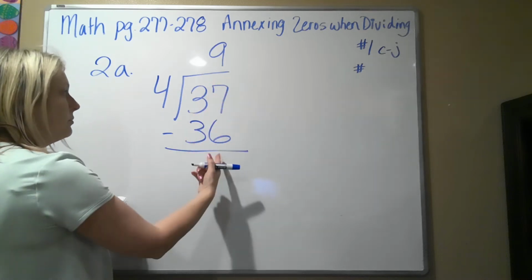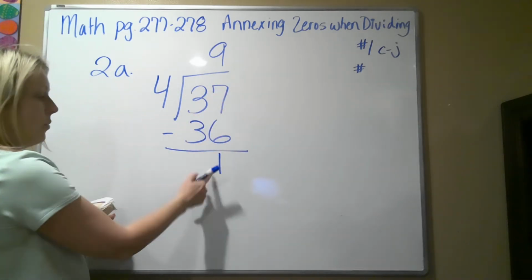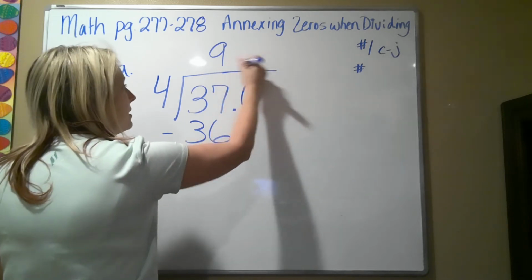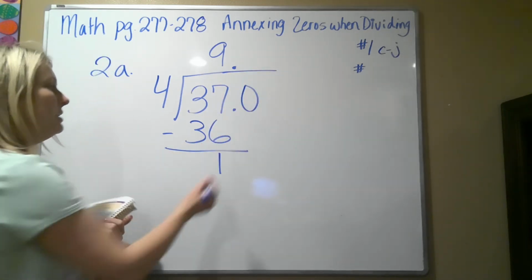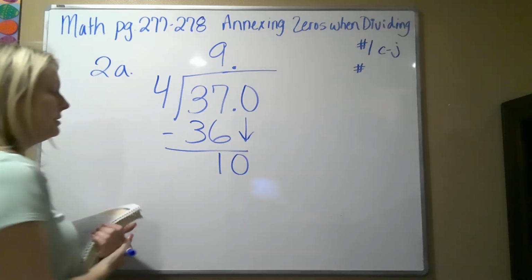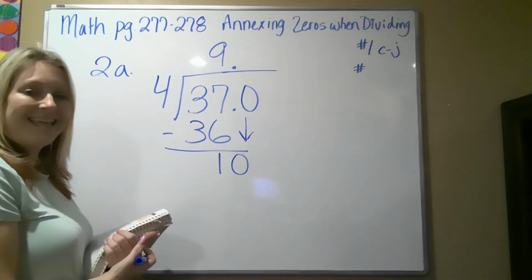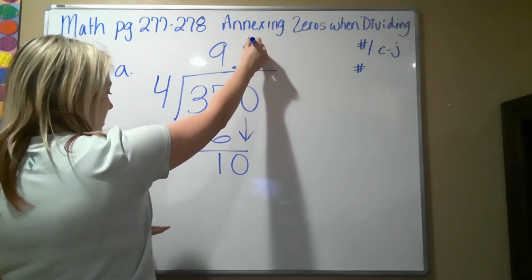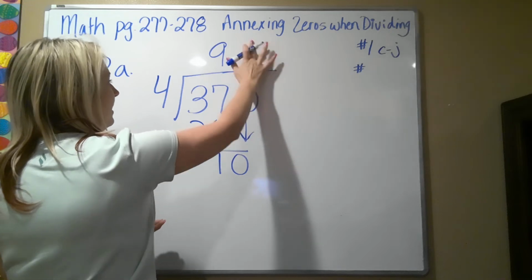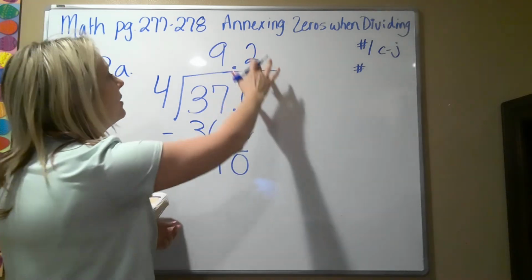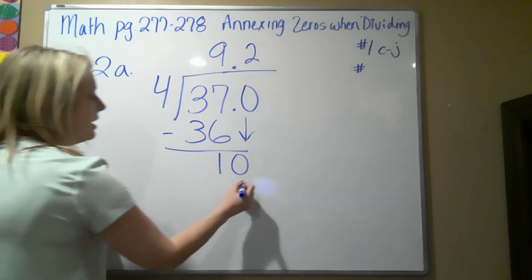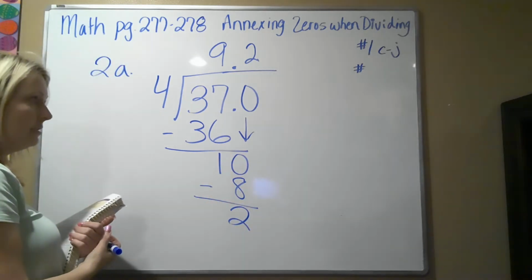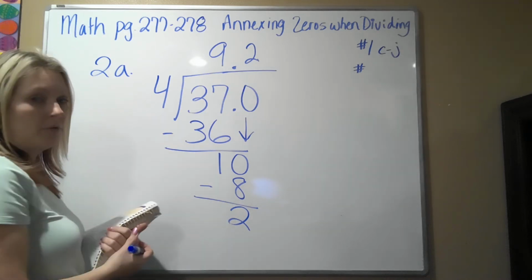Now I'm going to subtract. I get a 1. I don't want that remainder, so I'm going to add that 0. I'm going to extend this and add my decimal place. I bring down my 0, and I have 4 goes into 10. How many times? 2 times. 2 times 4 is 8. I'm going to subtract. I get a 2.